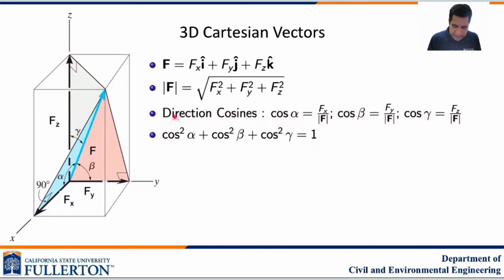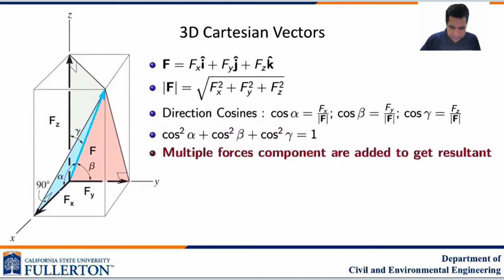Another important identity that comes in handy when we are solving 3D problems is this: cos squared alpha plus cos squared beta plus cos squared gamma equals 1. What it essentially means is, to define a force, if you are given the angles that the vector makes with two axes, the third can be determined using this. So if you know alpha and beta, you can find gamma, or if you know beta and gamma, you will be able to find alpha. So this is a very useful identity when we solve 3D problems.